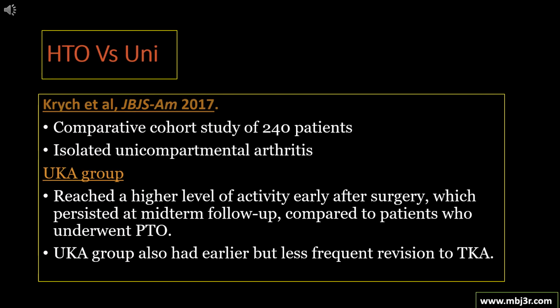of the components. HTO versus UKA, published in January 2017, JBJS. Alternatives to UKA include a proximal tibial osteotomy and total knee arthroplasty. In a comparative cohort study of 240 patients with isolated unicompartmental arthritis, those treated with UKA reached a higher level of activity early after surgery, which persisted at mid-term follow-up compared to patients who underwent a proximal tibial osteotomy. The UKA group also had earlier but less frequent revision to total knee arthroplasty.